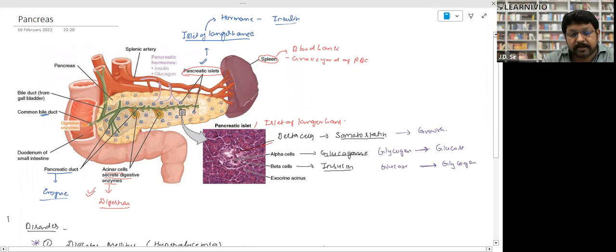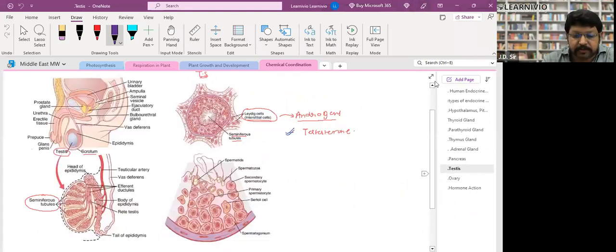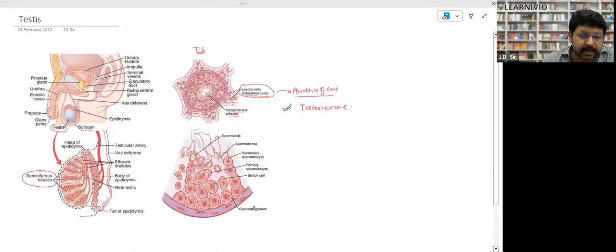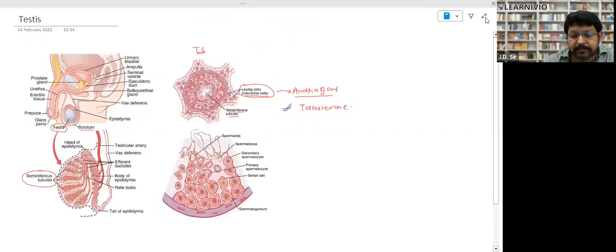Basically, it's simple. Testis, we have studied in detail how sperm formation takes place. And Leydig cells, the interstitial cells, secrete the androgen called testosterone. We know that and we have discussed that in detail, so we need not go for that.